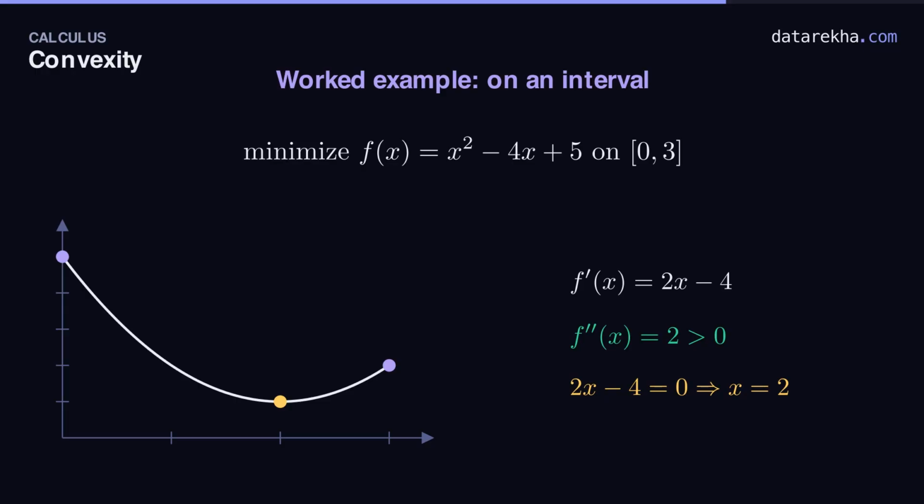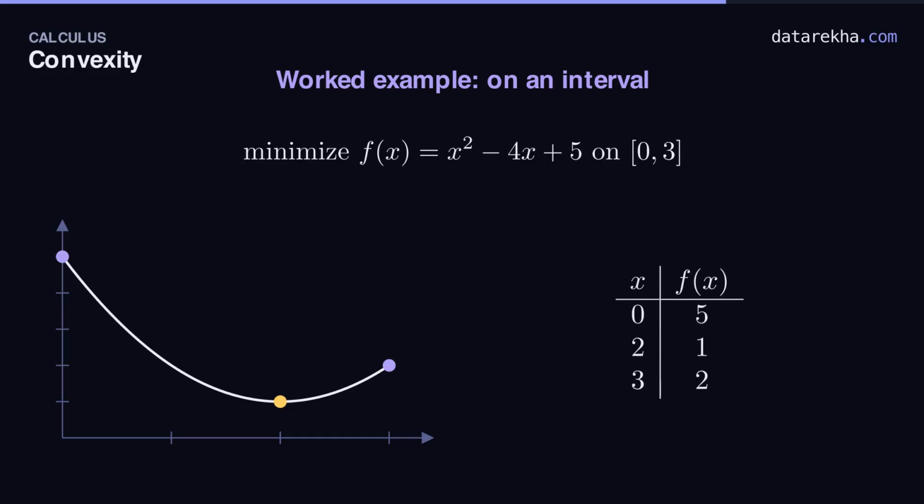But on a closed interval, the winner could also sit at an endpoint. So we check all three: x equals 2, and the ends, 0 and 3. Evaluate f at each. At the endpoint 0, f is 5. At the critical point 2, f is 4 minus 8 plus 5, 1. At the endpoint 3, f is 9 minus 12 plus 5, 2. The smallest is 1 at x equals 2, the global minimum, and strict convexity makes it unique. The biggest value here is 5, at the endpoint 0.